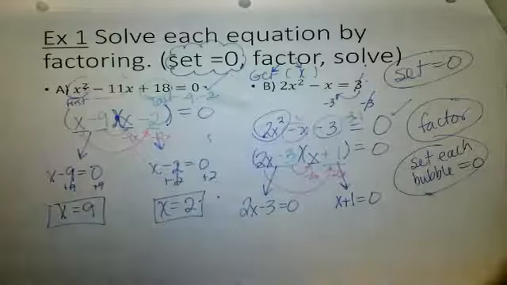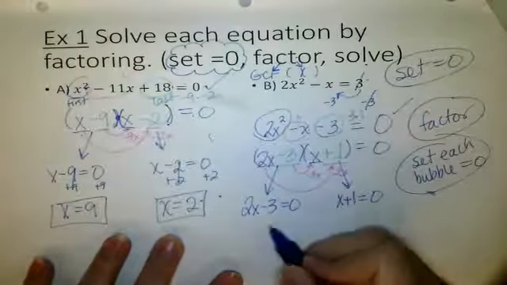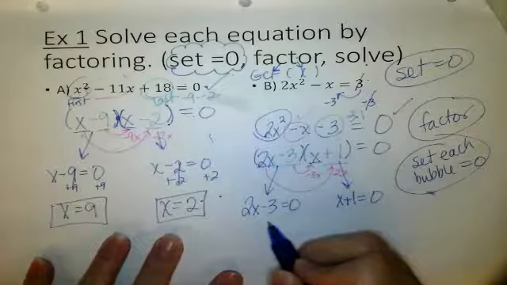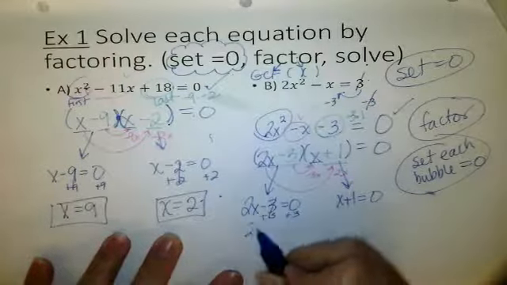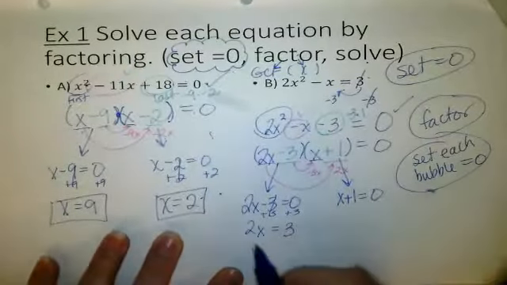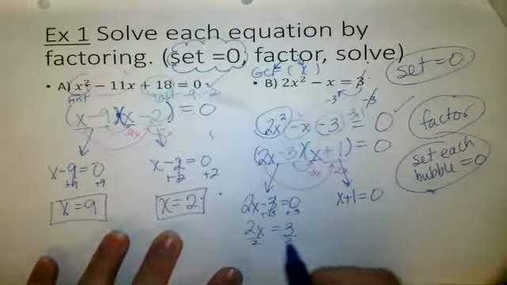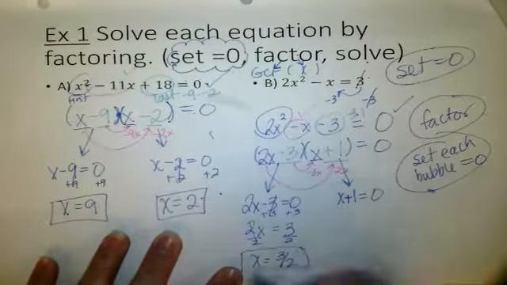All right, so here I have 2x minus 3 equals 0. How do I isolate x? Add 3. So I have 2x is equal to 3. And then how do I get x by itself? Divide by 2, divide by 2. So I get x equals 3 divided by 2. 3 over 2, 3 halves.